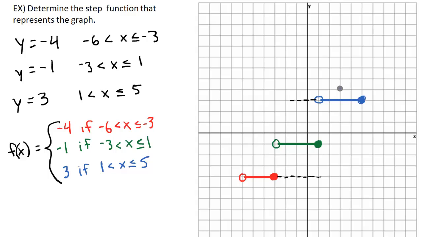So that's basically it. My tip would be to always extend these horizontal lines across until they go across the y-axis, so that you know exactly what the y value would be, and then come up with each one of these domains.